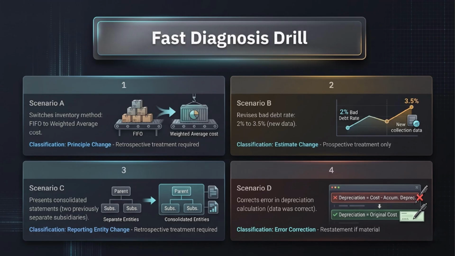If a parent begins presenting consolidated statements including subsidiaries, that is a reporting entity change. If depreciation was calculated using the wrong formula, even though correct data was available, that is an error correction. Notice the pattern: acceptable method switch, new information, boundary shift, or past mistake. That is the diagnostic rhythm.